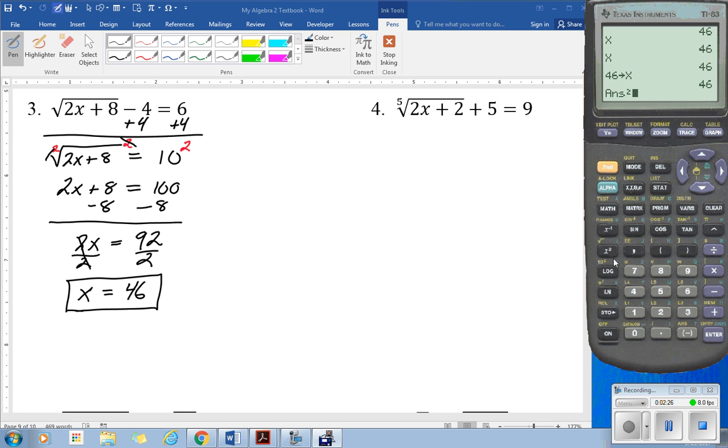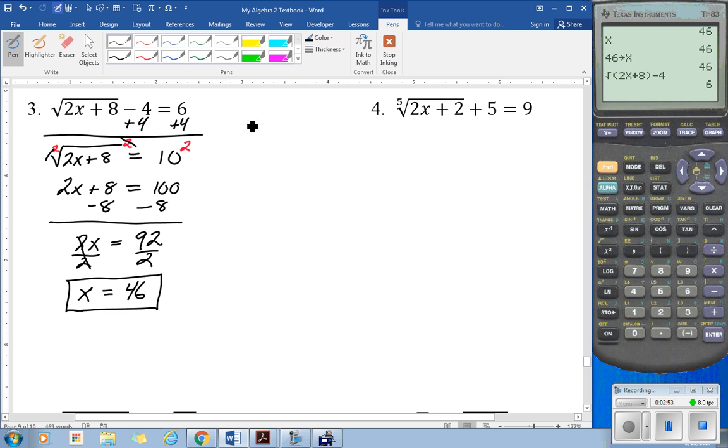But we'll just type in the square root of 2x plus 8, and then minus 4. What we want to see here is that this side is equal to 6. If this answer actually works and we plug 46 in, this would all come out to be equal to 6. So if I hit enter, it plugs 46 in for my x there. We do get 6, so we see that it does check out. When we do our check, we get 6 equals 6. Our answer's good. So it's just a quick way to go back and check your answer.